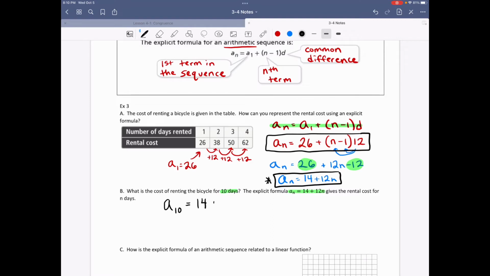and then we'll just copy the formula, 14 plus 12, and in the n we substitute in 10 again, right? These 10s are the same 10s. Okay, that means the 10th term, and then we substitute it in for n. And we just need to do order of operations, so 12 times 10 is 120, and 120 plus 14 is 134. So to rent a bicycle for 10 days, it would cost $134.